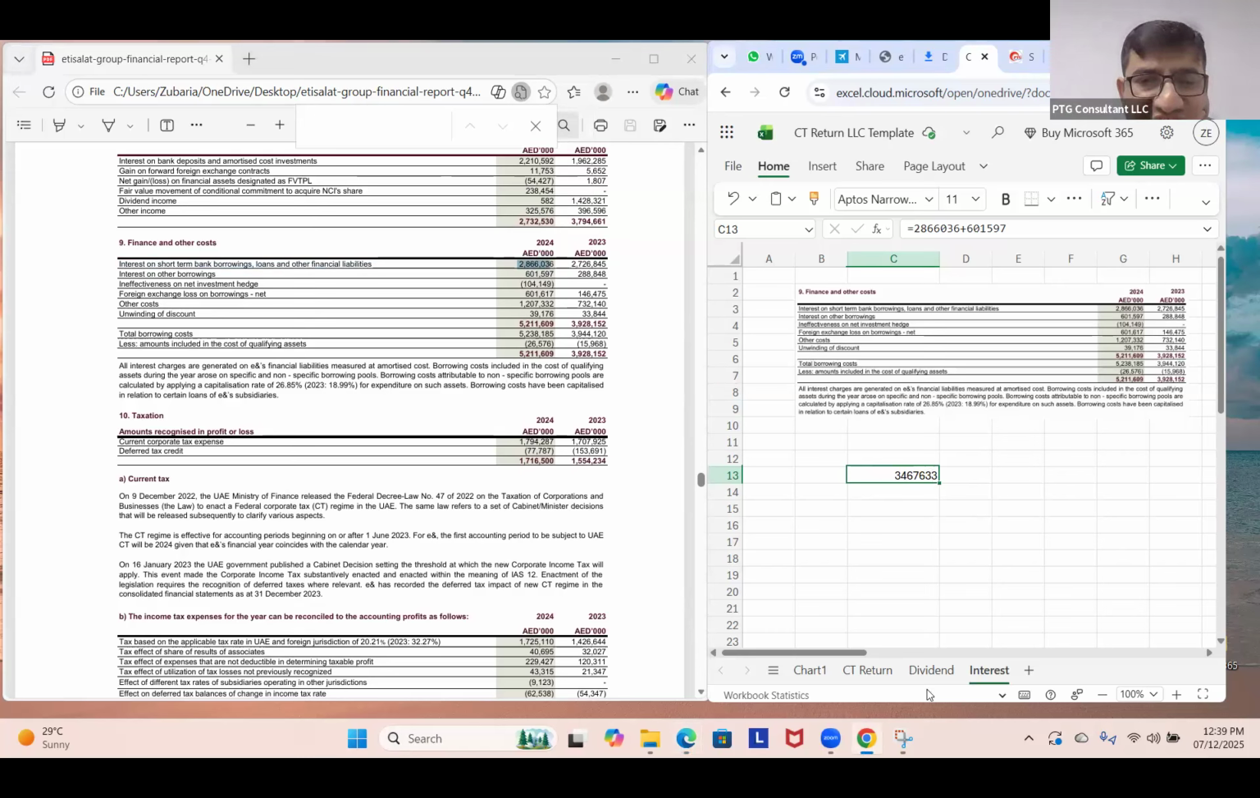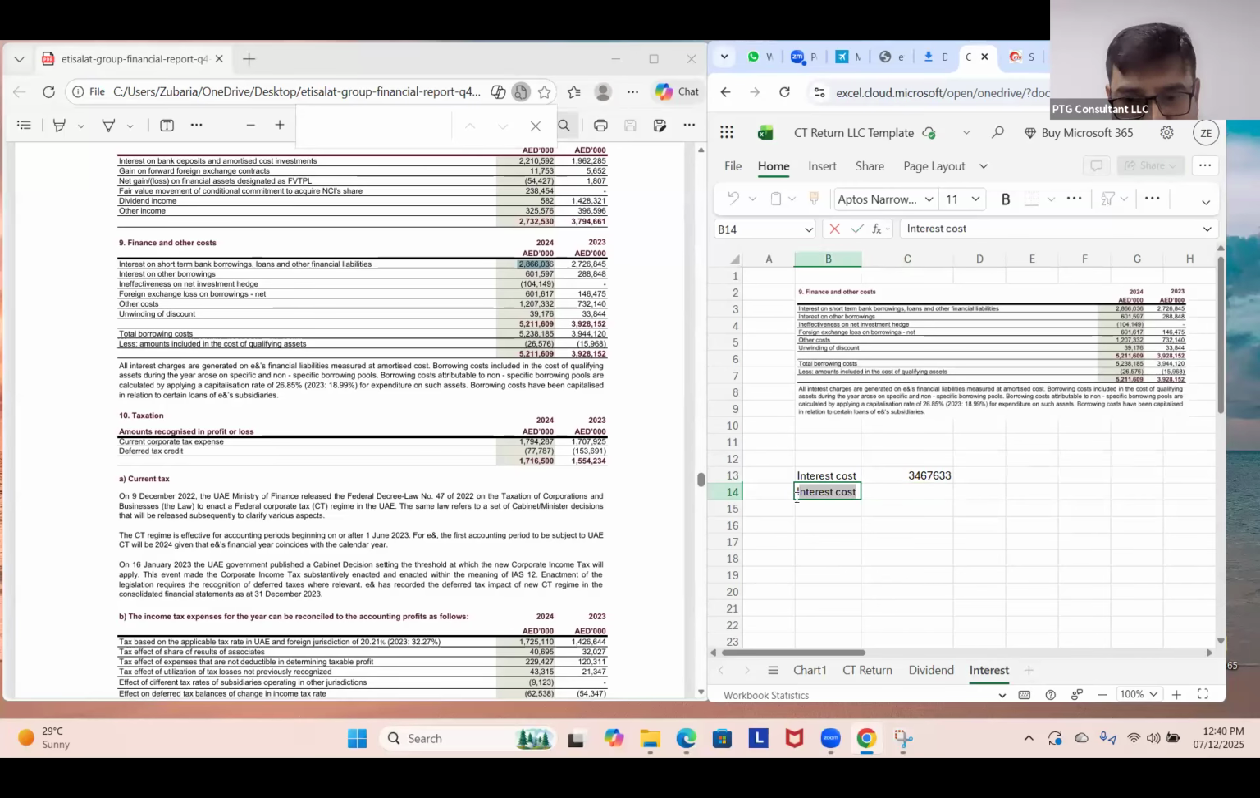Here, write interest cost in the description on the left side. You can mention the interest cost. Make the commas 3.4 million. Now we have to check the interest income also. Below, where you write the interest cost, write the interest income. Give the heading, net interest received during the year.